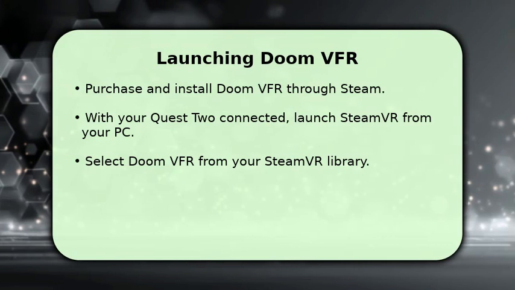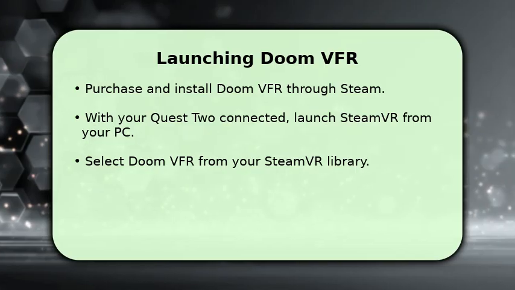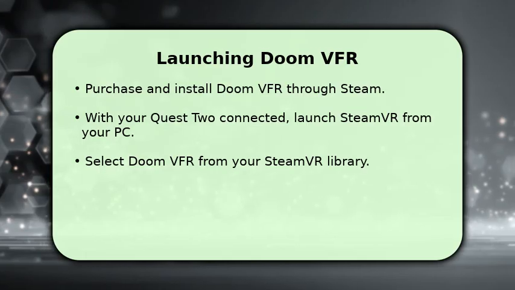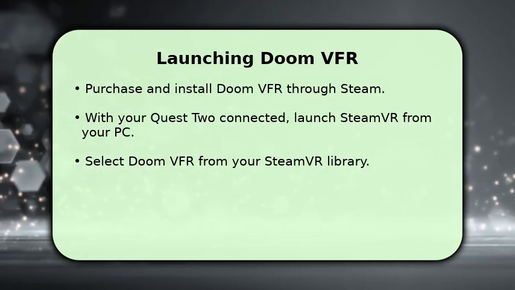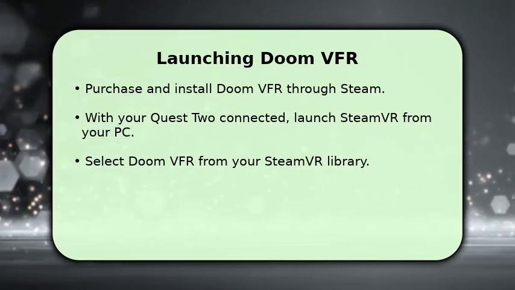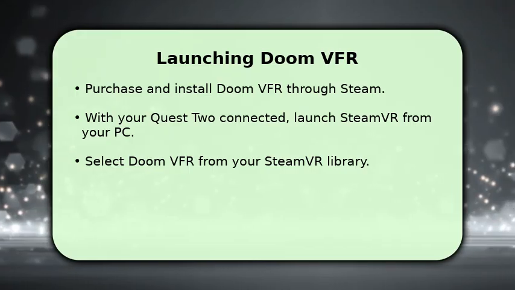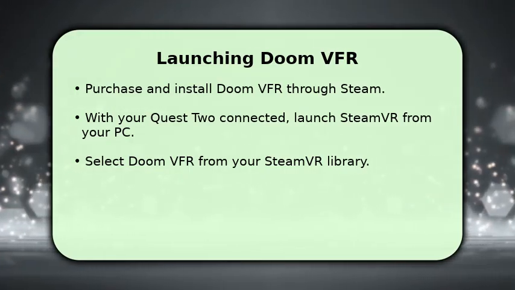Now you are ready to launch Doom VFR. First, ensure you have purchased and installed the game through Steam. With your Quest 2 successfully connected to your PC and Steam VR running, navigate to your Steam VR library. Locate Doom VFR and launch it directly from there. Once in the game, you might want to adjust some in-game settings to fine-tune your experience and achieve optimal performance.